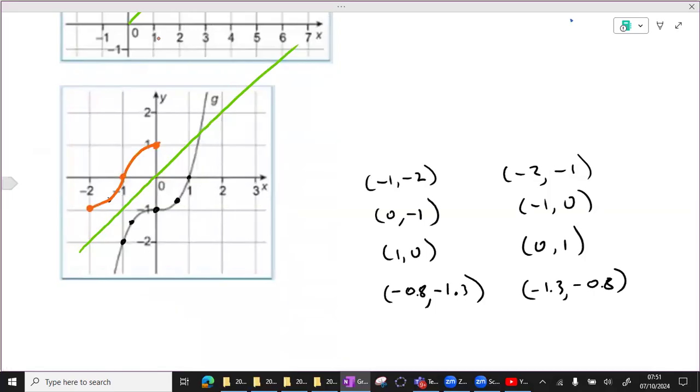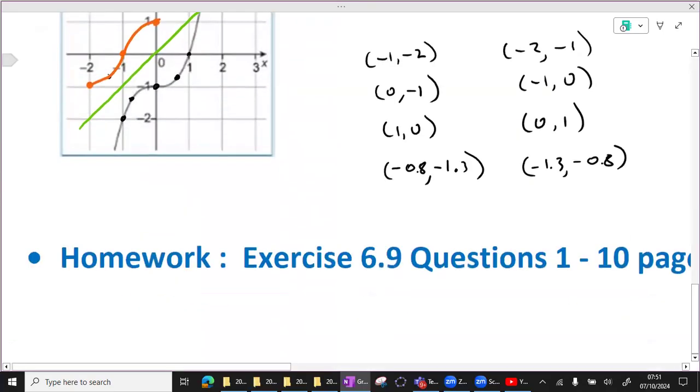But anyway, you hopefully get the idea at this stage that, again, if we were to fold it along the green line and the black was wet paint, would it print onto the orange? Yes, it would. And that's our inverse functions and our graphs of inverse functions.